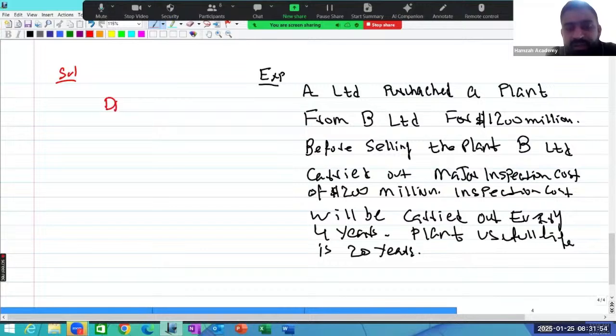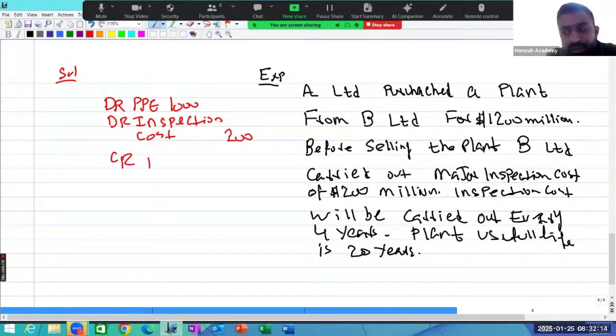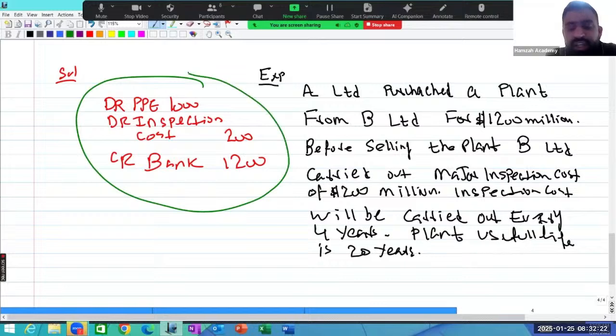when we purchase the plant, we will debit the property, plant, and equipment with $1,000, and we will debit the inspection cost with $200, and the bank account will be credited with 1200 US dollars. So here I have recorded the inspection cost separately from the plant. And remember, this inspection cost is also a non-current asset under IAS 16.